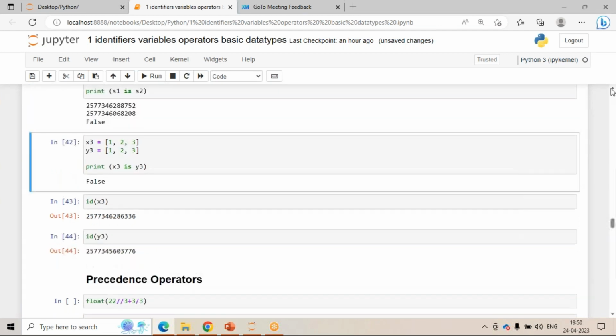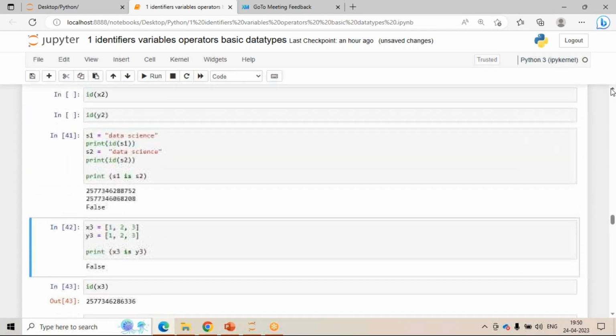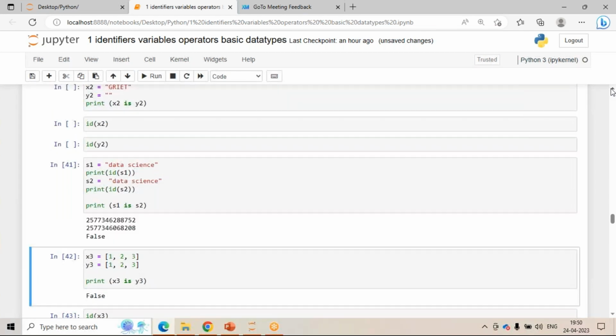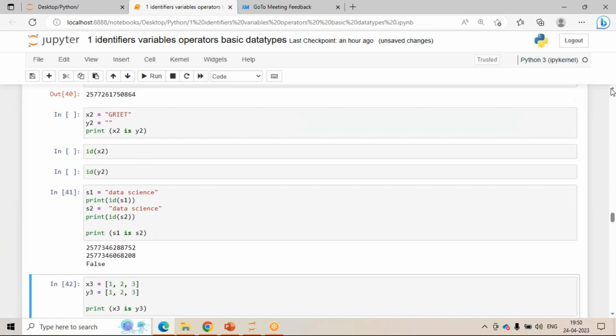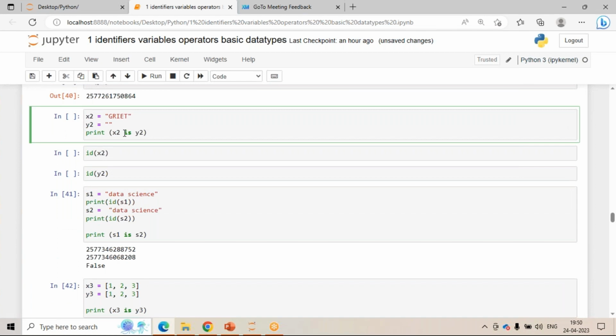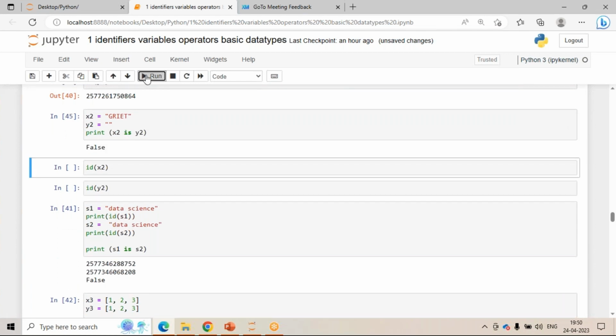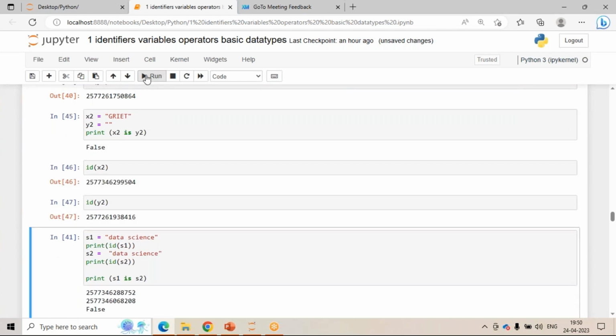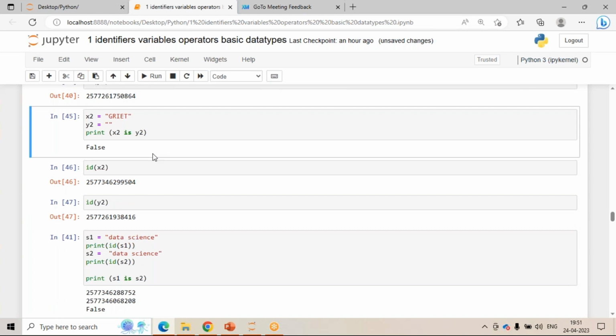What is the purpose of the is operation and the is not operation? is not is the opposite. Now, can you please tell me the result for this? x2 is y2 is false, because the id of x2 is different from the id of y2. So with this, I wanted to stop the session, and for the next 10 minutes we will have a questionnaire.